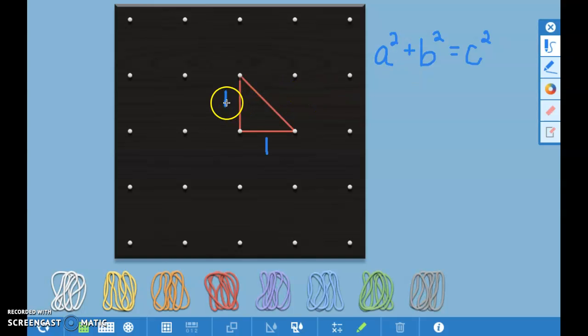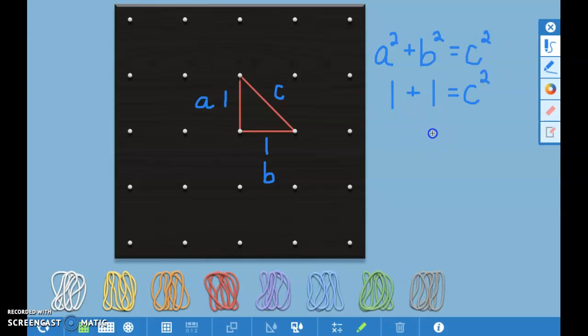So a squared, if this side is a, this side is b, then this side will be c. So if a is equal to 1, 1 squared, 1 times 1 is still 1. And b squared, 1 times 1 is still 1, which would be equal to c squared.